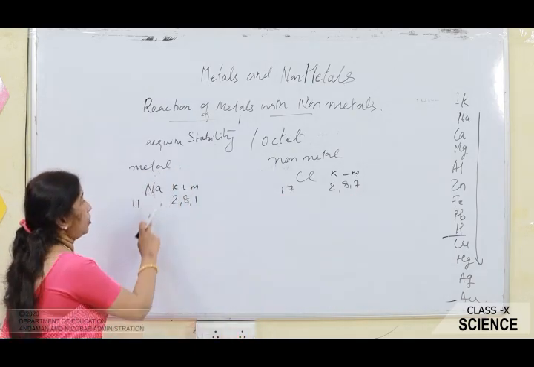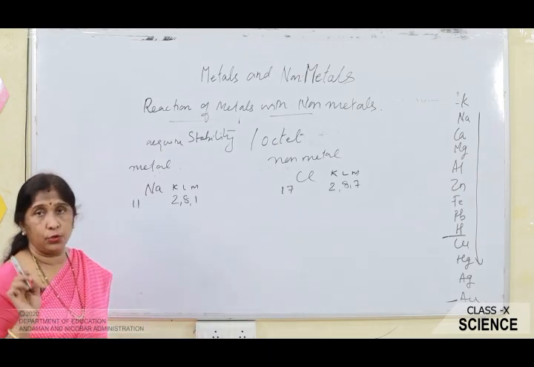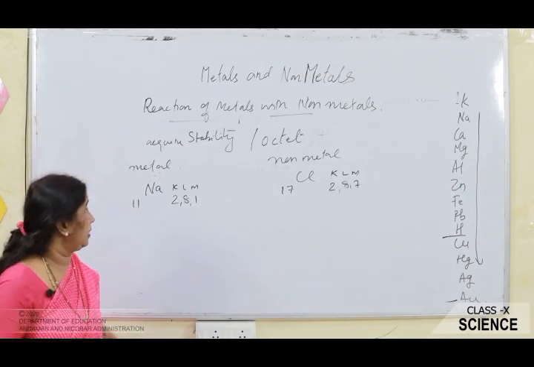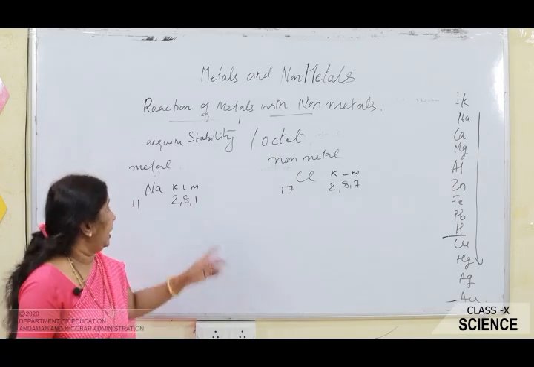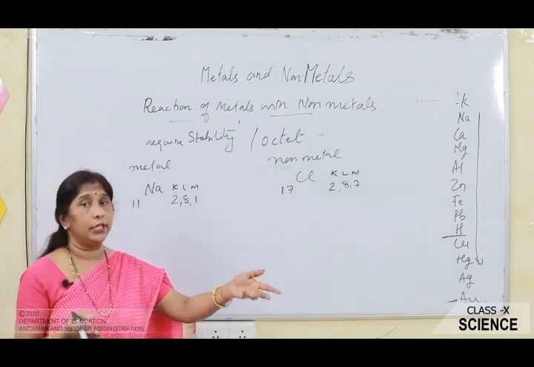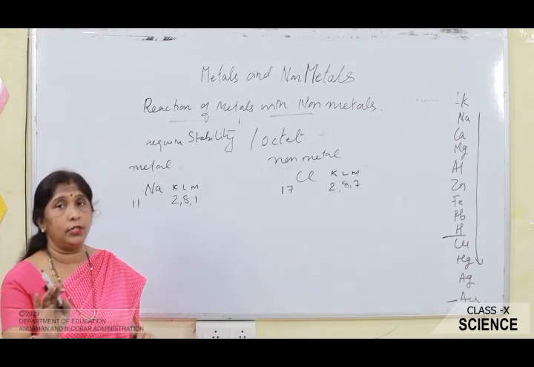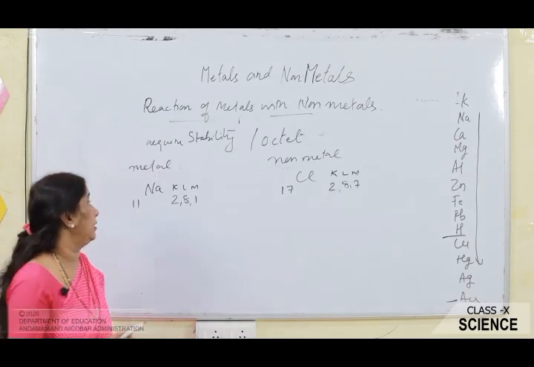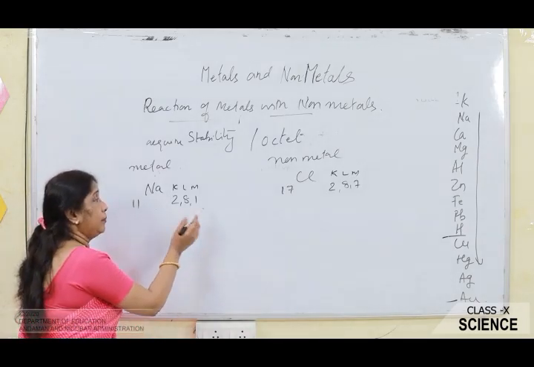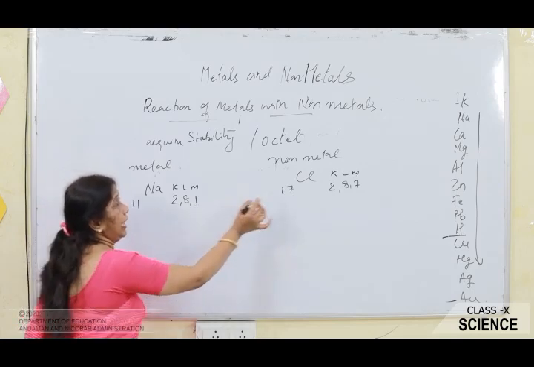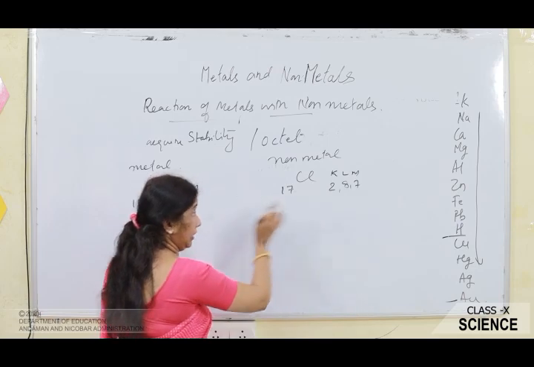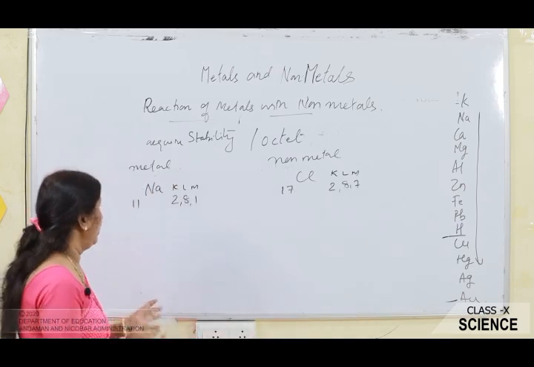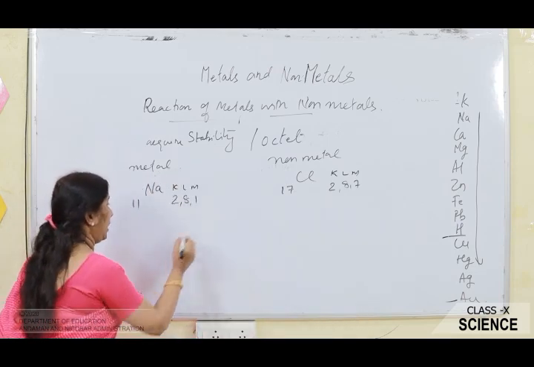To complete its octet, the atom of sodium has two possibilities. Either it should lose 1 electron or it should gain 7 electrons in order to complete the octet, isn't it? But sodium will lose 1 electron and chlorine will gain 1 electron. Then the octet will be completed. Now let us see how it will happen.